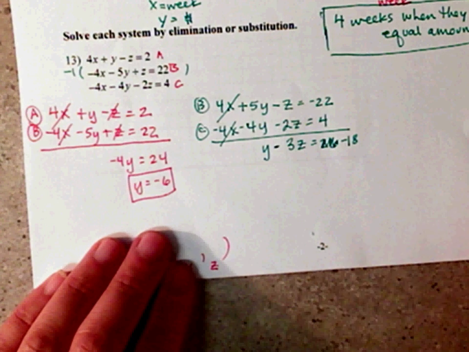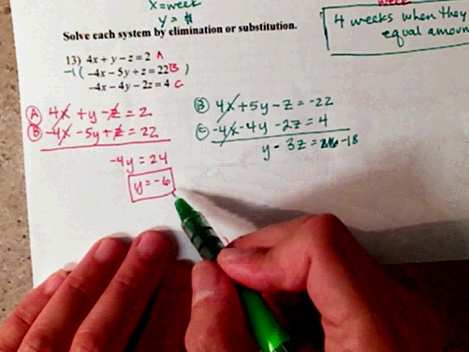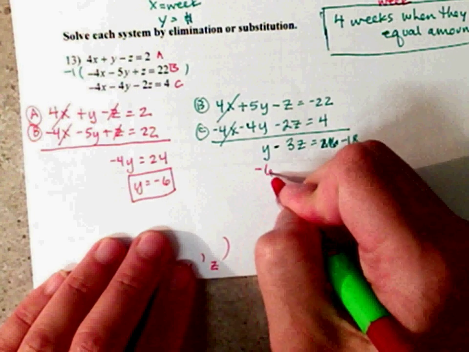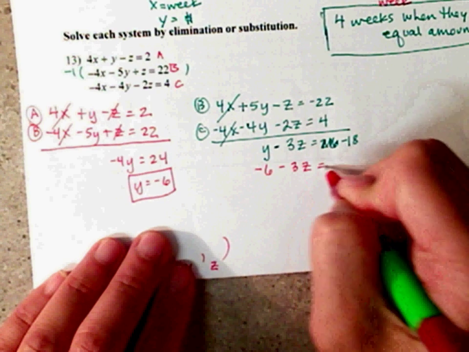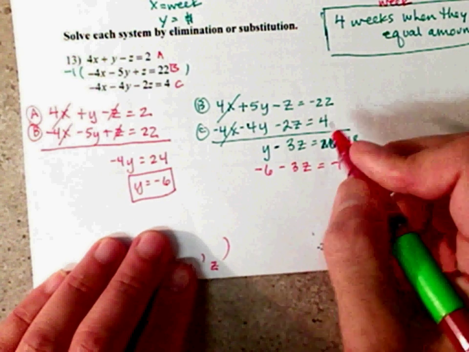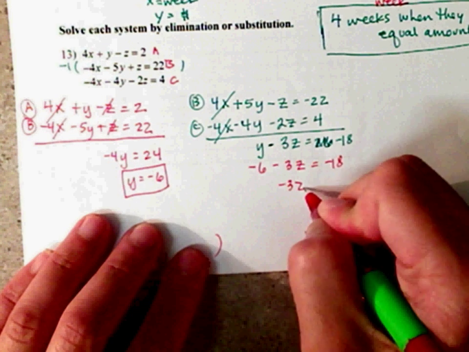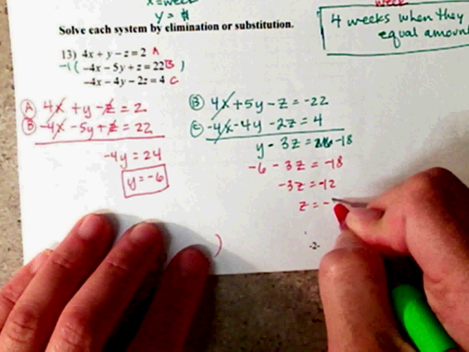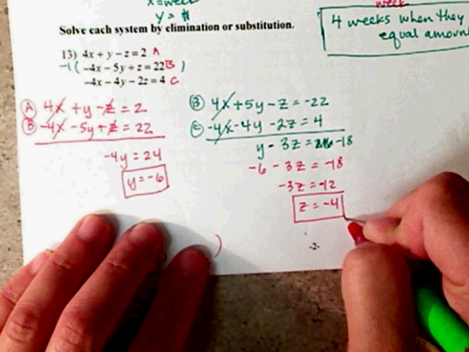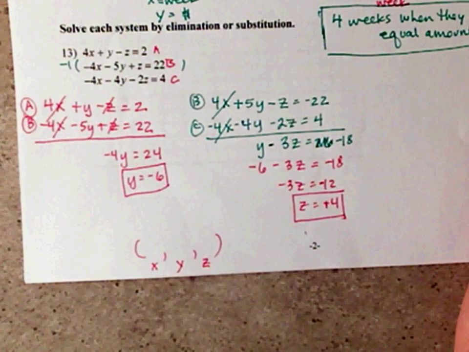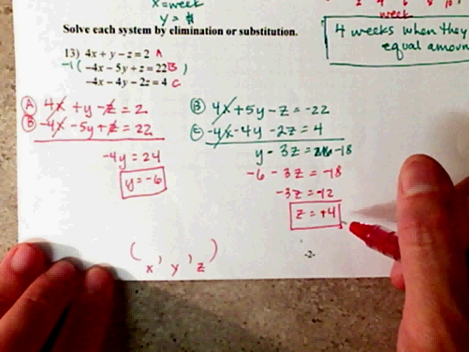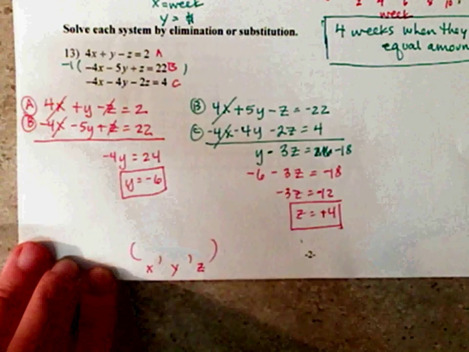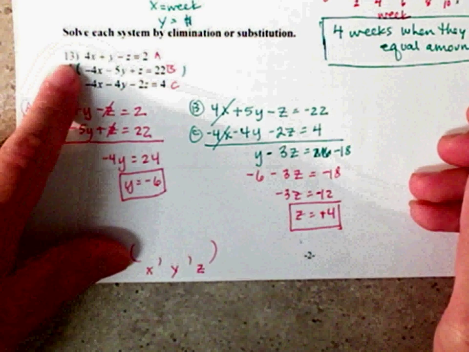Now, notice I have a solution for y. Since I have a solution for y, I'm going to plug it in right here, and then I can solve for z. So add 6 to both sides, and that gives you a negative 12. Divide by negative 3, z is equal to positive 4, not negative 4. My apologies. Positive 4. Now you've got y and z. What you need to do next is pick any one of these and solve for x. I'm going to pick the very first one.